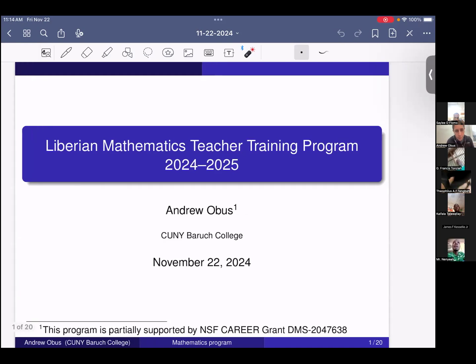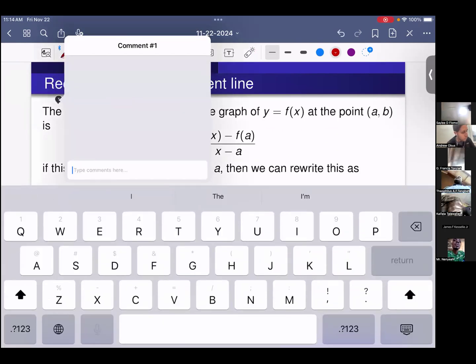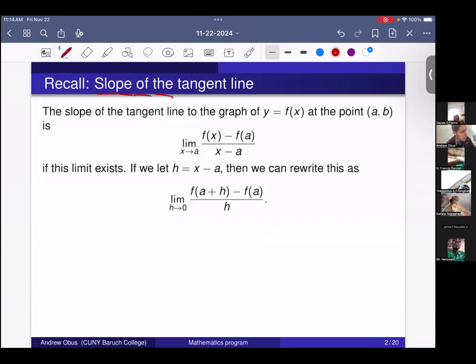So I want to start by just reviewing the two major ideas that we talked about yesterday. The first major idea was how to find the slope of the tangent line to a graph, right? We talked about what a tangent line means, and we talked about this procedure of using a limit in order to find the slope.